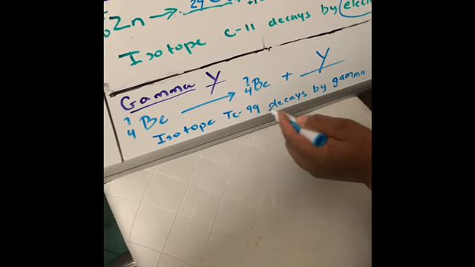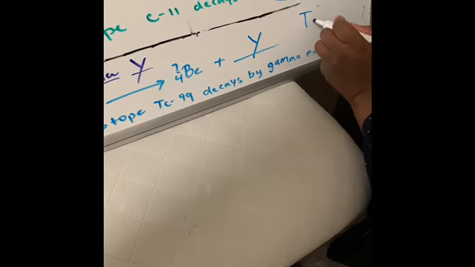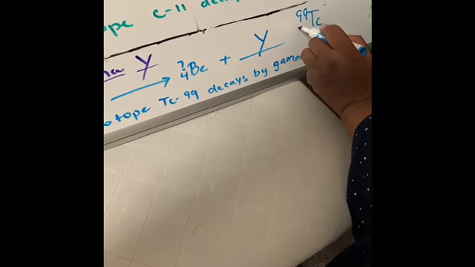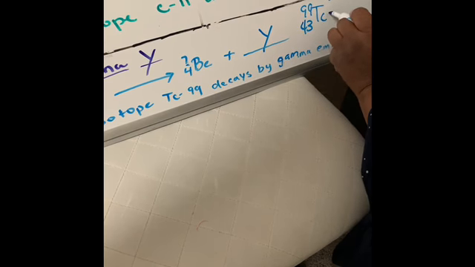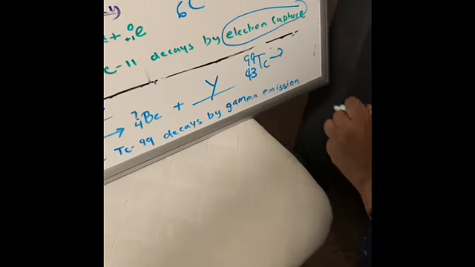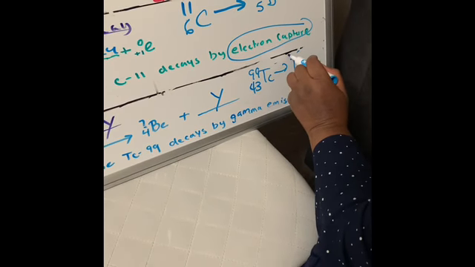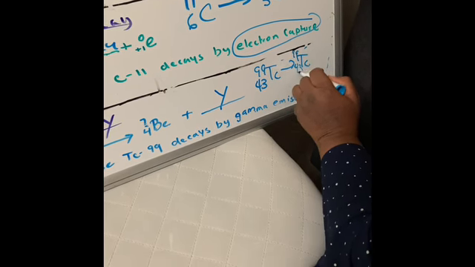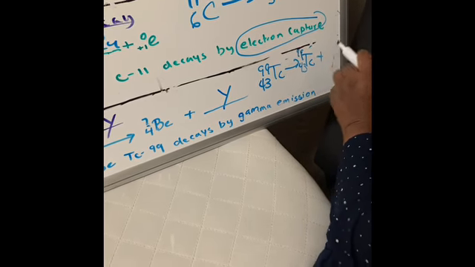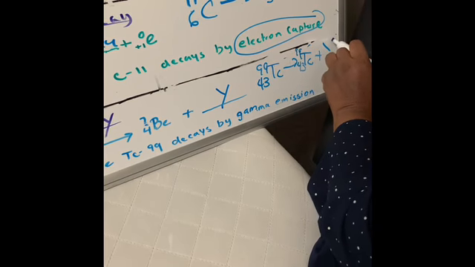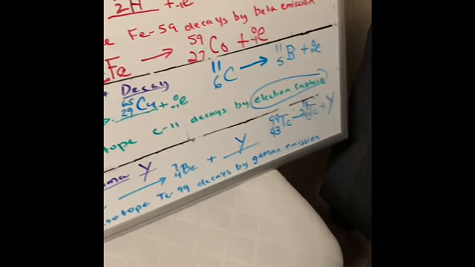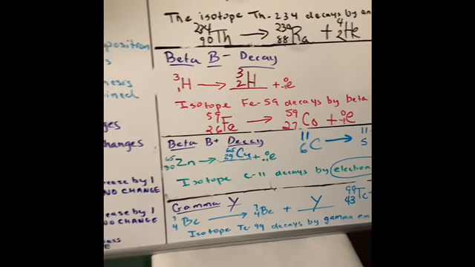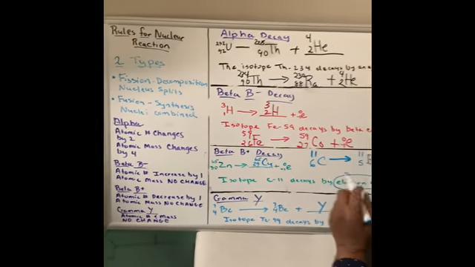So let's say we have an isotope of Tc-99, which has an atomic mass of 99 and an atomic number of 43, and we want to see what it's going to decay into. It's going to remain Tc-99 because the atomic mass does not change. And with gamma decay, neither does the atomic number, but we're going to indicate the decay that is gamma by using the gamma symbol, and that is our final formula for gamma decay. So these are our 4 types of nuclear decays.